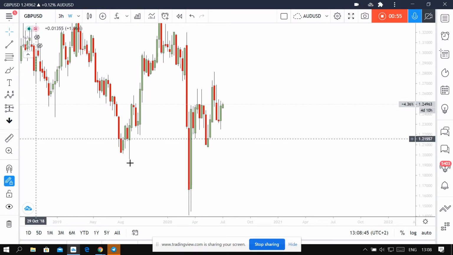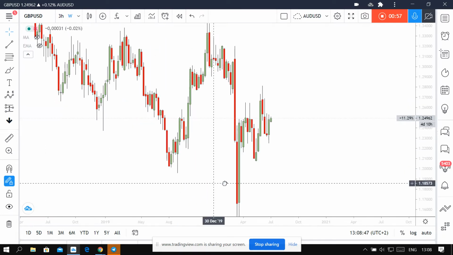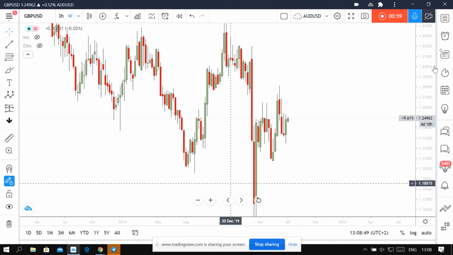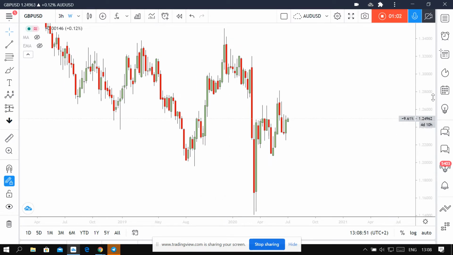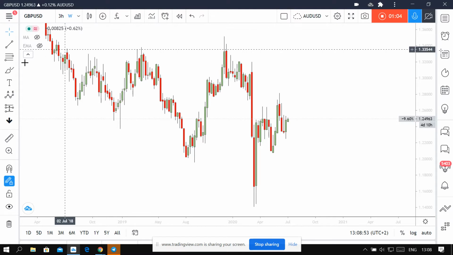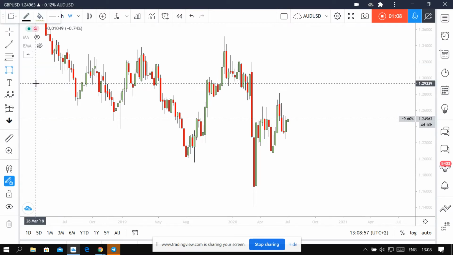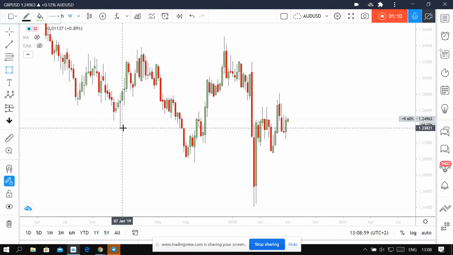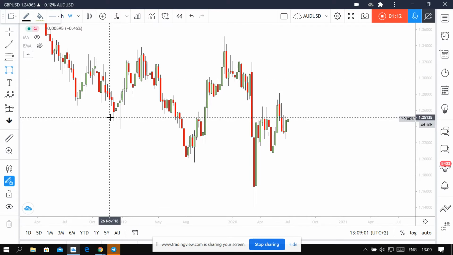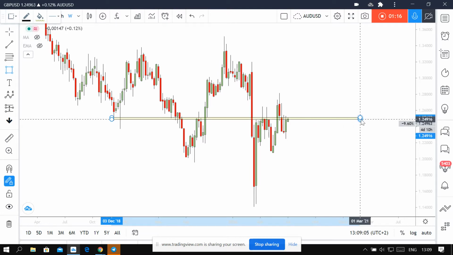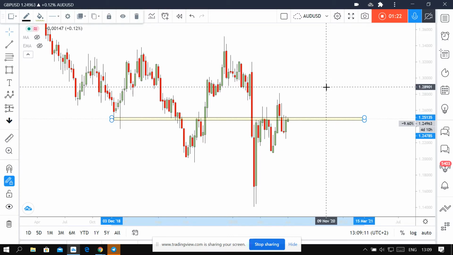support and resistance. So the time frame you are looking at now is a weekly time frame. This is the GBPUSD. First thing that I can pick up here is that we do have a strong level of resistance. I'll just highlight it with this rectangle. We can see that the market is currently at weekly resistance.